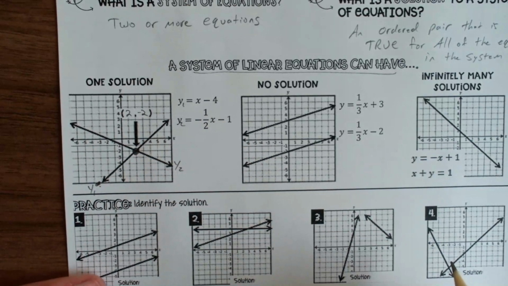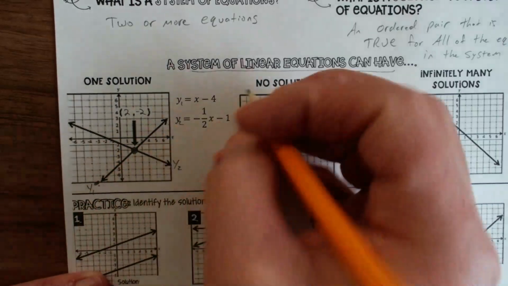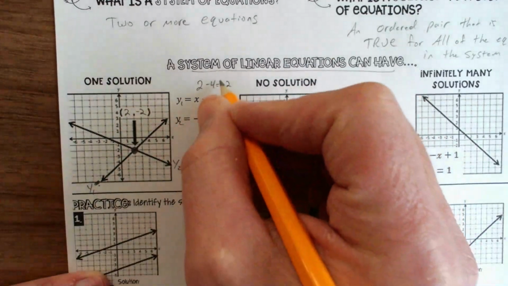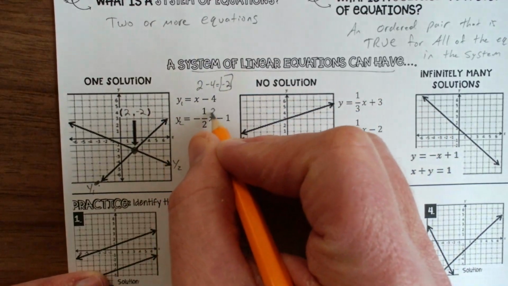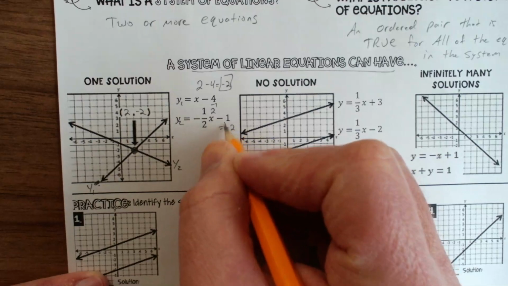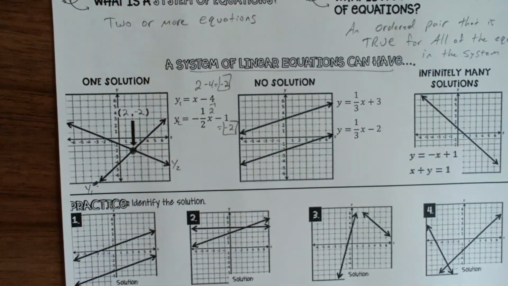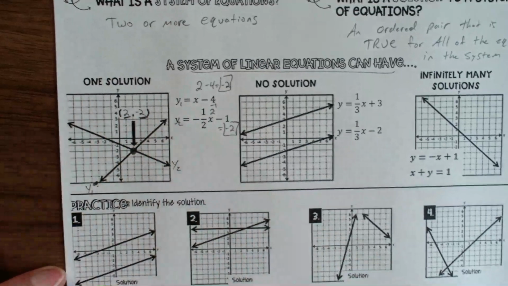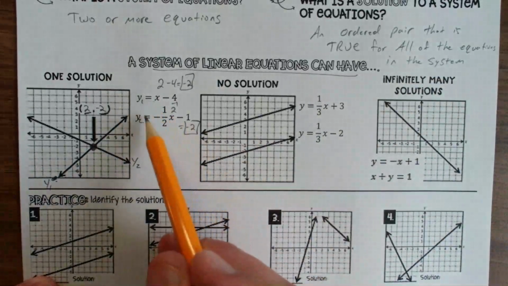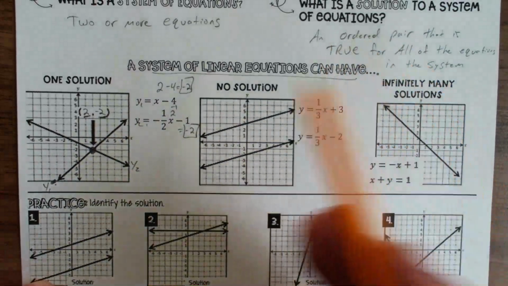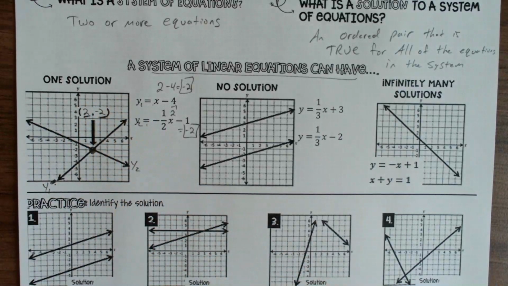Where they cross is at x equals 2. We know this is (2, -2) because if we plug in 2 here, 2 minus 4 is negative 2. So that checks out. We plug in 2 right here: 2 times negative a half is negative 1, minus 1 is also negative 2. Because they have the same output for the same input value, that is a solution to all of the equations in the system. There are two equations, and this ordered pair (2, -2) is the solution to the entire system. This is the place where they overlap.